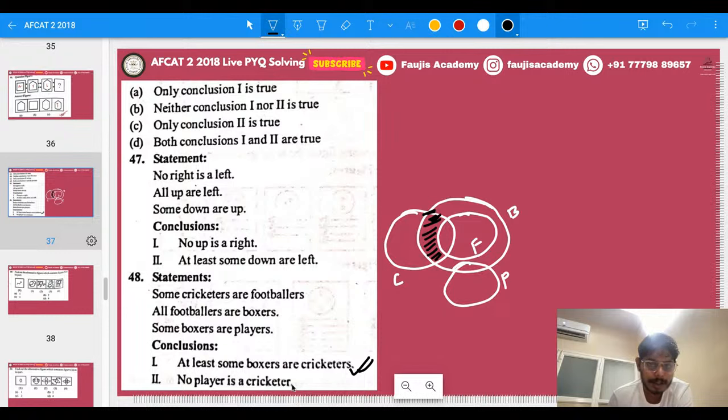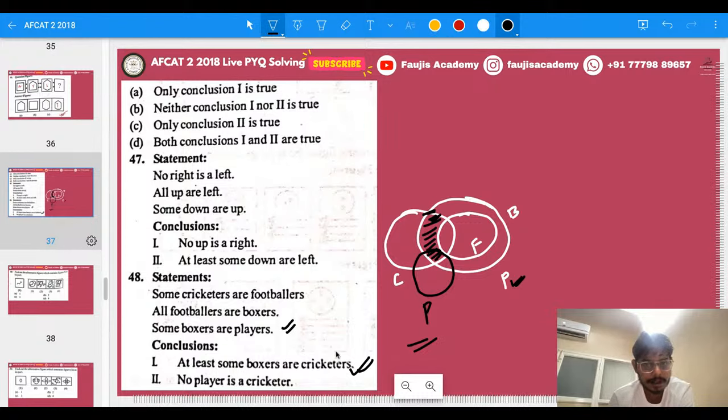No player is a cricketer. If instead of drawing like this, had we drawn it something like this, with players here, would it have hurt us? Is it still satisfying all the premises over here? Some cricketers are footballers, right? All footballers are boxers. Yes. Some boxers are players.